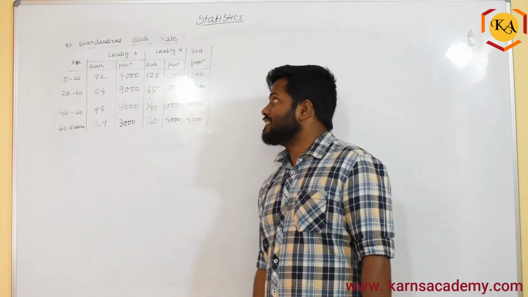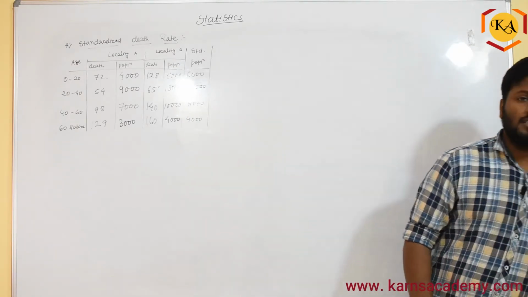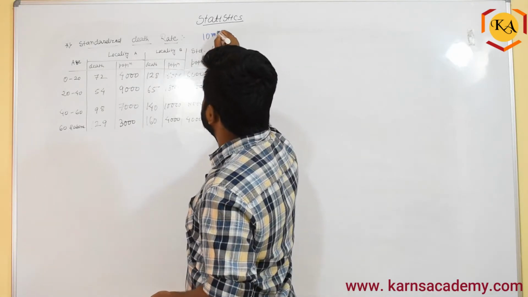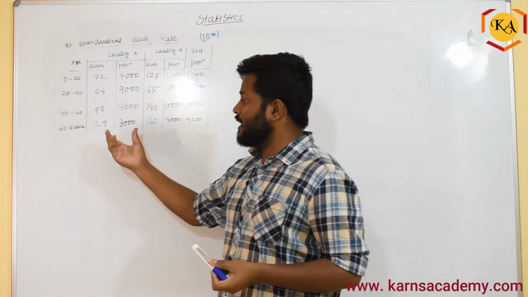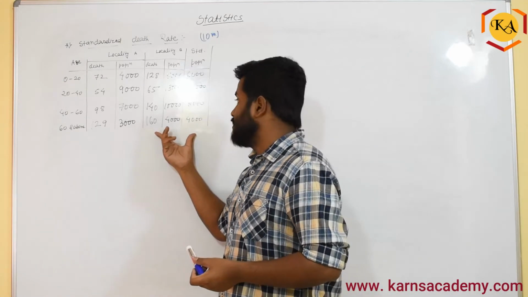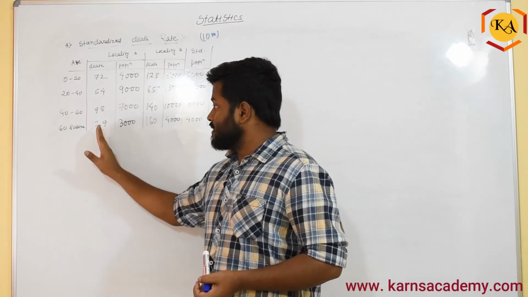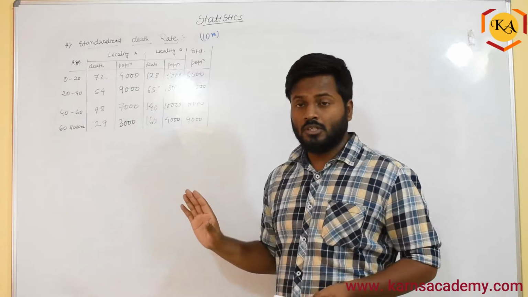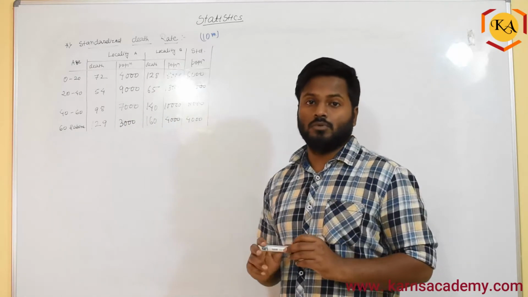Next we will be discussing standardized death rate. Standardized death rate is basically nothing but comparison of the two localities. As you can see, they are given locality A and locality B as well as the standard population. In locality A, death and population, and here also death and population, and standard population. With this standard population, we are going to compare the death rate of both.